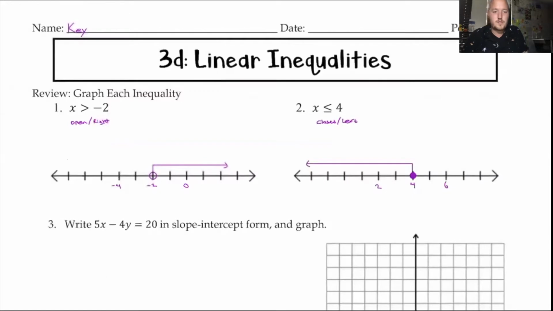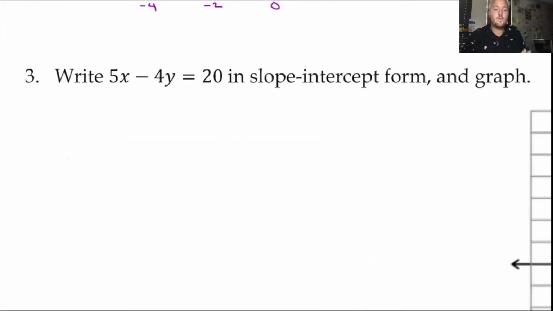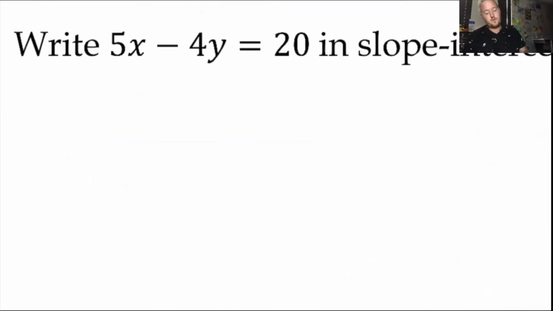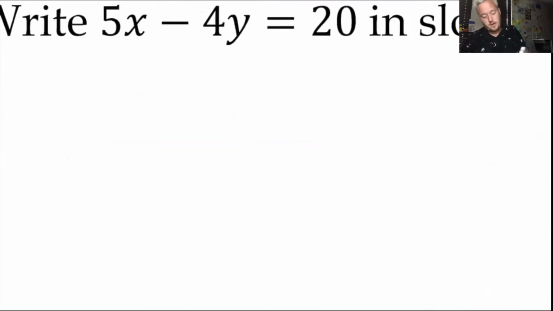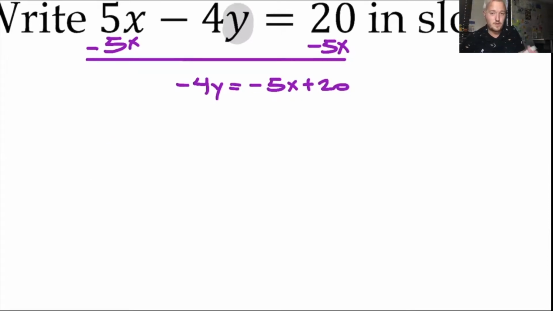All right, so we're actually going to be doing the same ideas, but now on a graph. We want to write 5x minus 4y equals 20 in slope-intercept form and then graph it. First we have to convert, which means we're going to be solving for y. So I'm going to subtract 5x first. I'm going to have -4y equals -5x plus 20. I want it to resemble slope-intercept form, so I'm going to keep the x value first. Now I'm going to divide by -4.